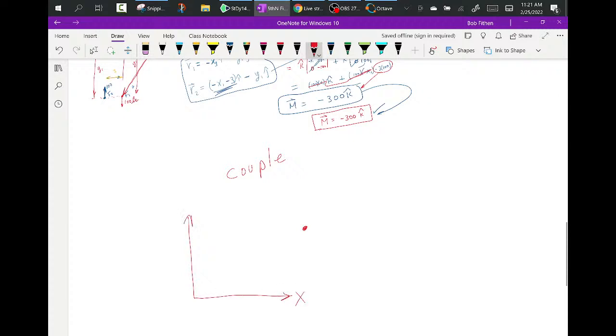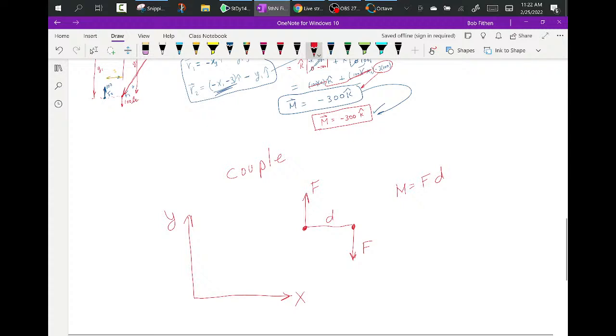Give me a second. Anywhere, doesn't matter where it is. If you get a force here with some F going down, and you get an F going up here, and the distance between them, then the moment, everywhere, anywhere you place this couple, I'll do it this way. So anywhere you place this couple, the moment is equal to F times D.